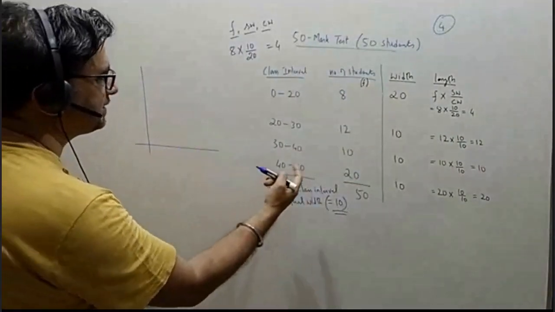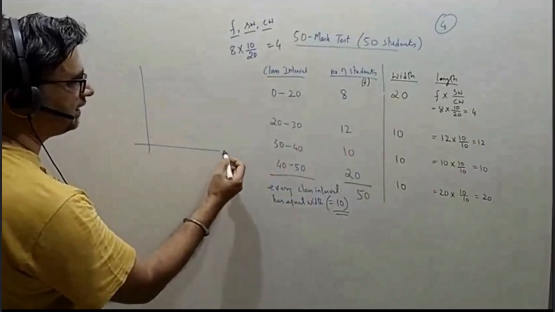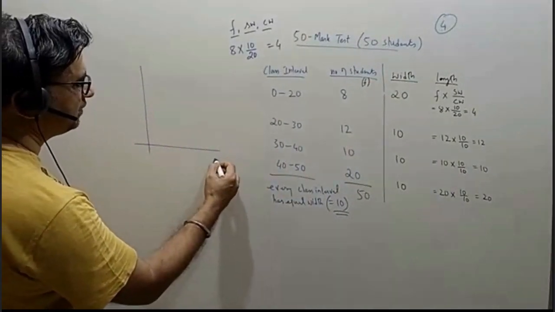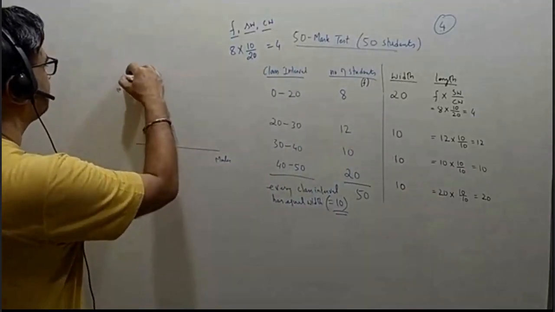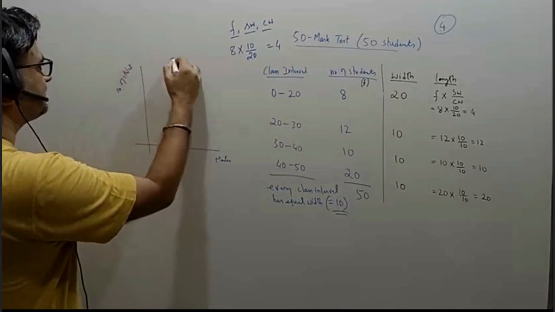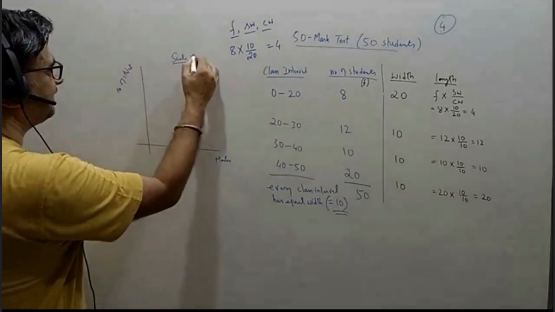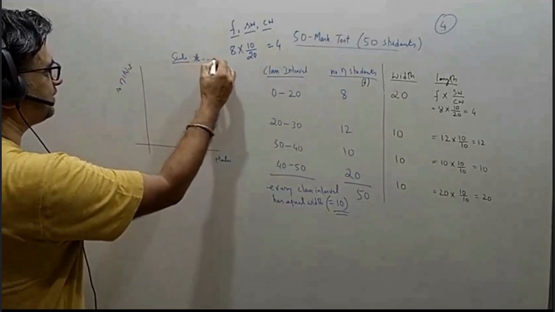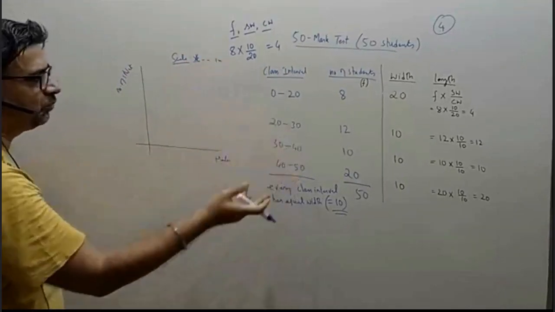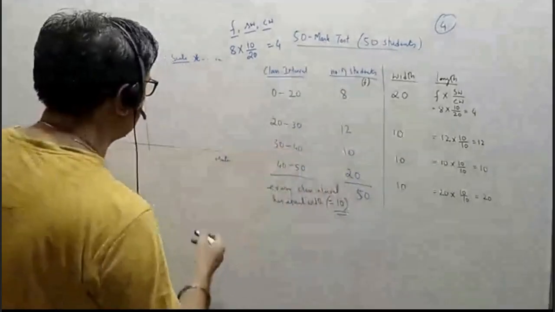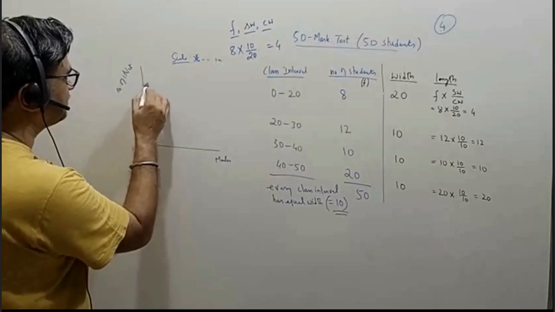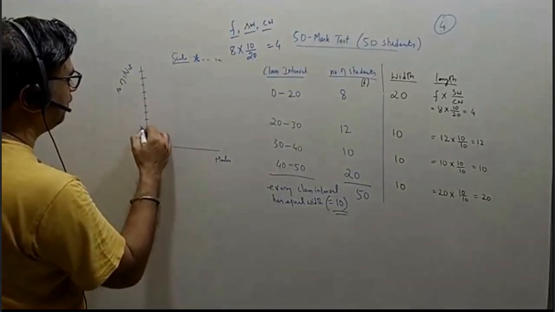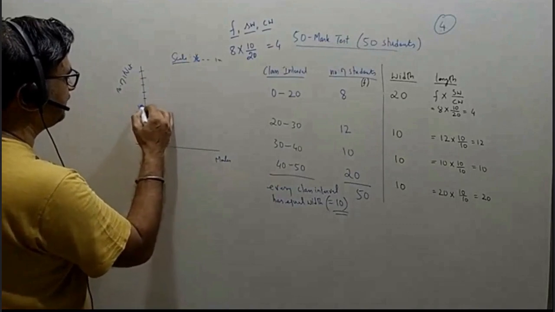Again, I'm not drawing a lot of things. This is class interval, so this is marks. This is number of students. Again, scale, I'm not writing it. It's easy, right? On the x-axis, 1 centimeter is 1 mark, and again, choose an appropriate scale. So 1 centimeter is 2 students. So this is 2, 4, 6, 8, 10, 12, 14, 16, 18, 20.